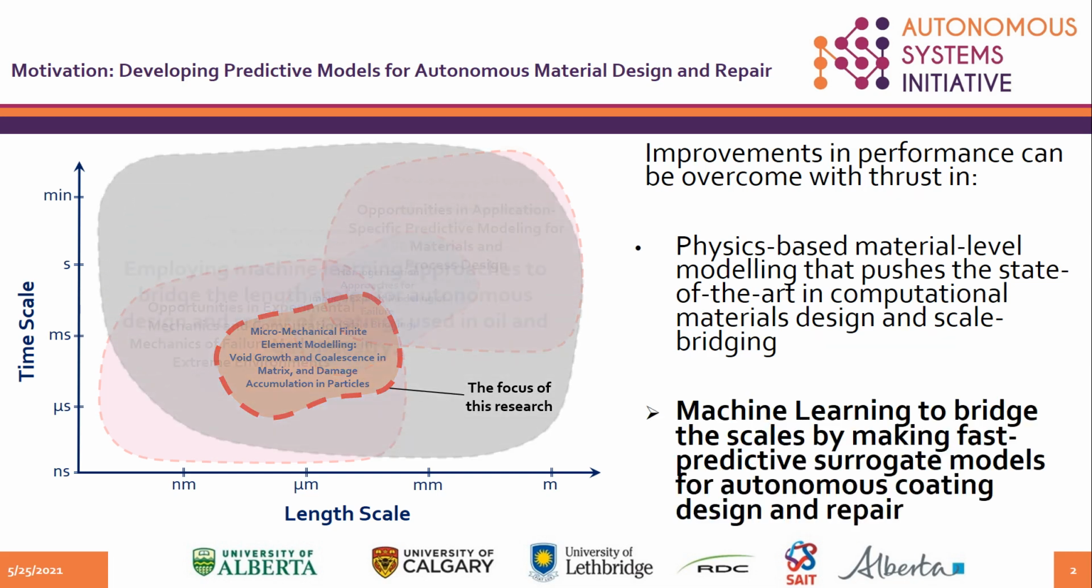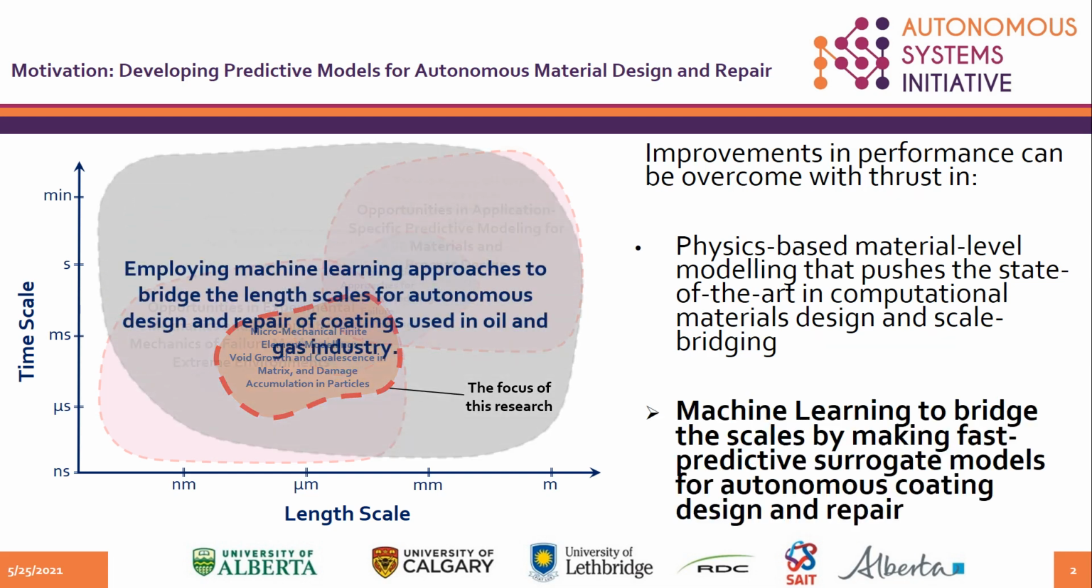And finally, we want to use machine learning approaches such as artificial neural networks to bridge the scales by making fast predictive surrogate models for autonomous coating design and repair. The result of this research is going to be used to train the machine learning approaches to make these predictive models.